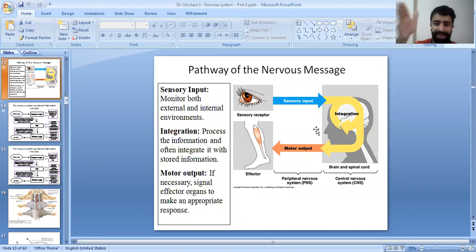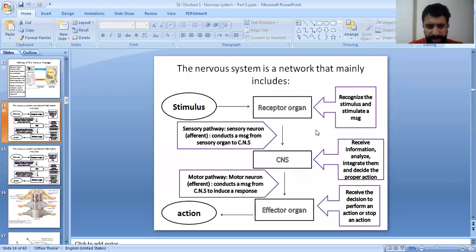The brain will send it to the leg or to the effector organ or to my hand. Or for example, I go, Ahmed, stop doing this. So I realize this using my brain, then the brain sends the order to my effector organs. So here, the nervous system is a network. Nervous system, we need a stimulus.